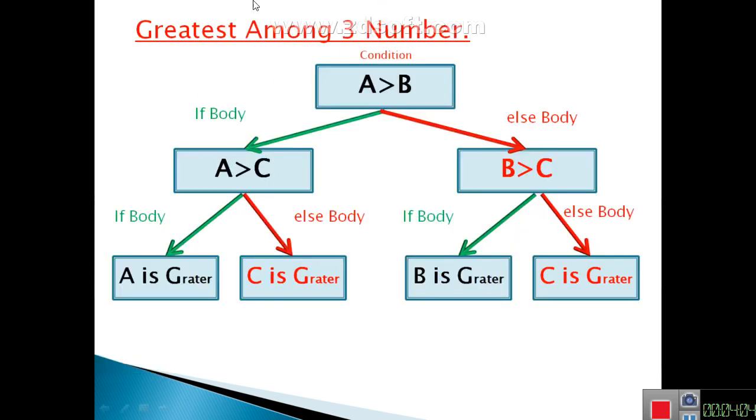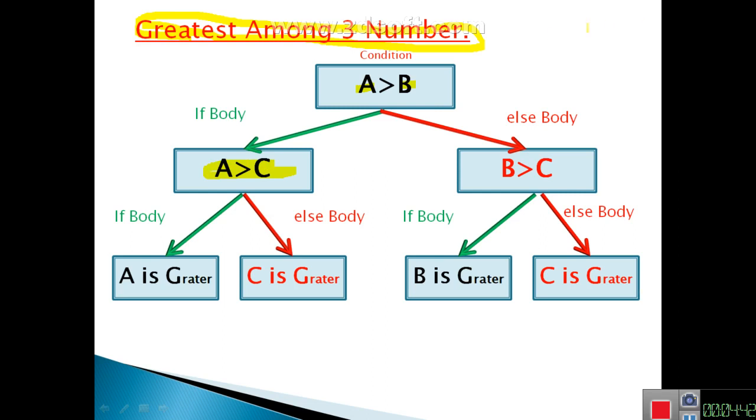Regarding the example, greatest among three numbers. If you give three values A, B, C, we need to find out which one of the three numbers is greater. Initially I am taking the number 1, A, and the number 2, B, in the main if condition. If this condition is true, A is greater and B is smaller. So I remove the smaller value. With the first value A and the third value C, I compare again inside the if condition.